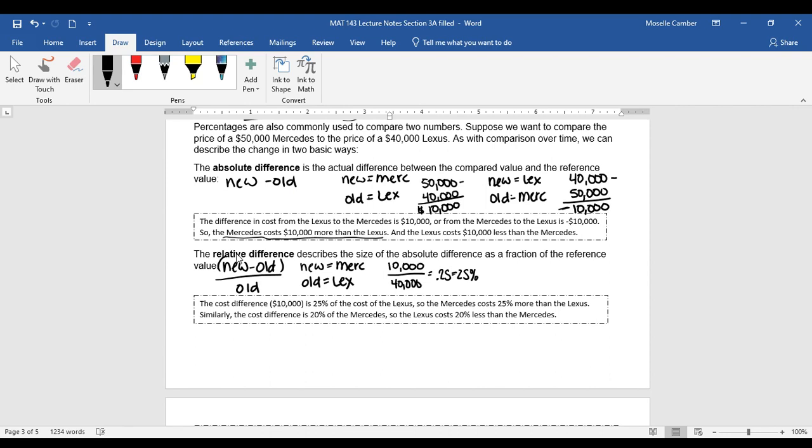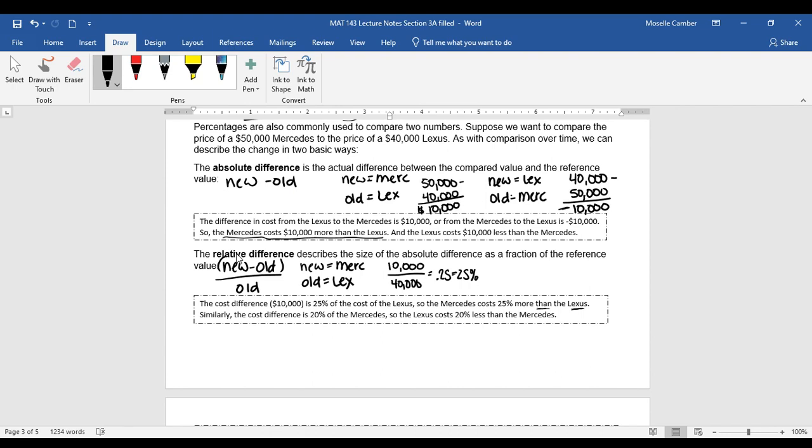So we can say that the Mercedes cost, because Mercedes is our new, so Mercedes costs 25% more than the Lexus. Notice we have then and Lexus. So Mercedes is 25% more than the Lexus.